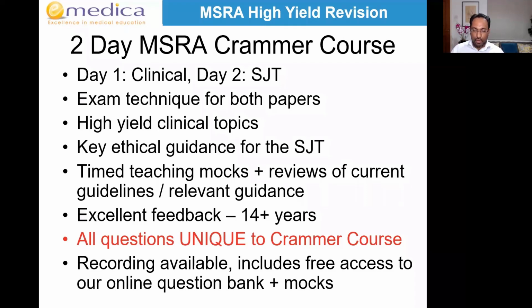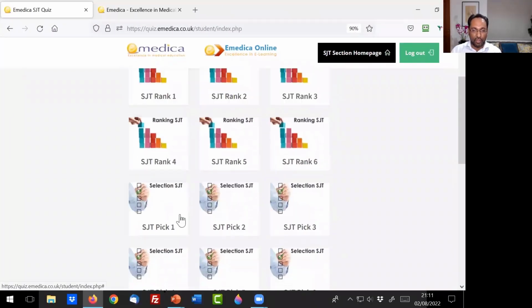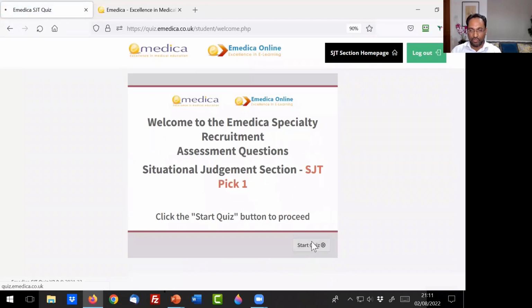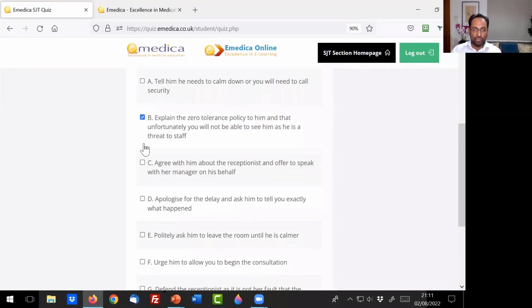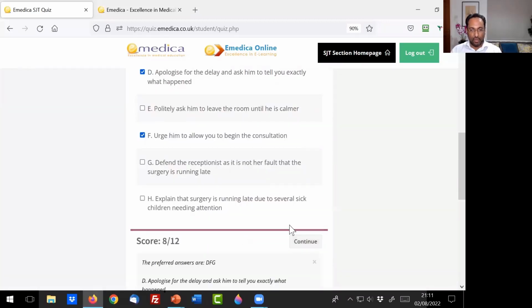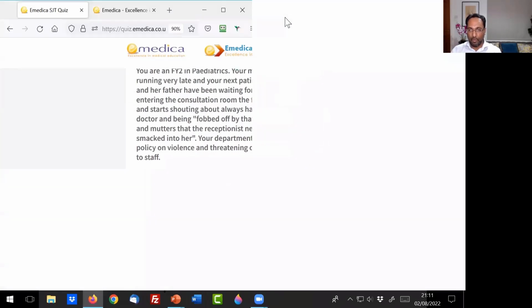And so, in terms of how to prepare, you could also use our practice questions. We've got lots of SJT questions as well, both section 1 and section 2. And section 2, the way that works in the exam is like this. You've got a scenario, there's the 8 options, and you just tick them. You're not picking which one's first, second, third, you just tick them. And that's how it'll work in the exam, okay?